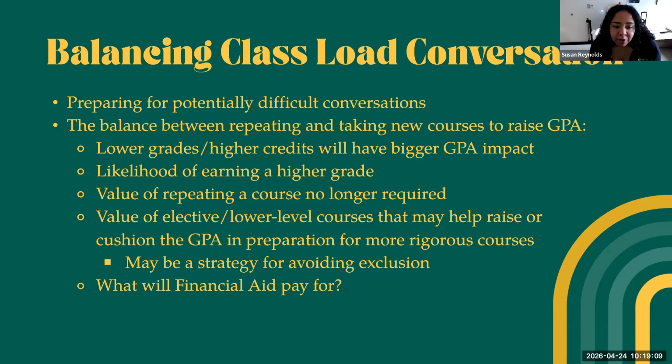Consider the likelihood of earning a higher grade. That 5 credit F might be a high level chemistry course that the student's not sure that they still want to go into that area. That might not be the best course to repeat, especially if it's something that the student really struggled with and is not sure about being able to complete successfully.